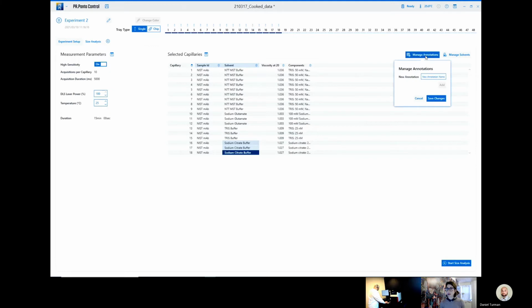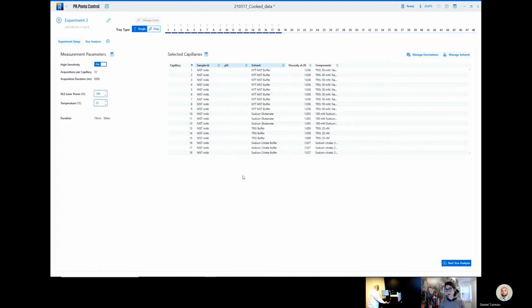We can also add annotations. Let's say we wanted to add pH here. It's very simple. This is going to place pH as a column. And for the sake of time, I'm not going to fill that out. I just want to show you that it's really easy to do.